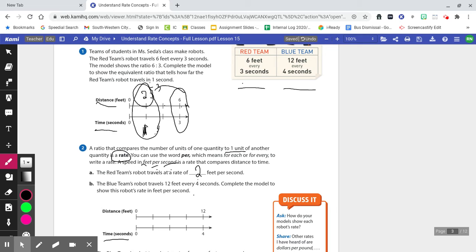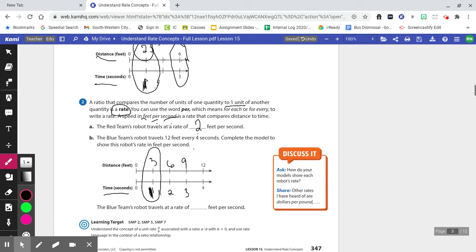So you should have figured out this is 1, 2, 3, 4. So this would be 3, 6, 9, 12. So how many feet does this one travel? 3 feet per second. And hopefully you got that same answer. So we're finding equivalent ratios, but one of my units has to be 1.